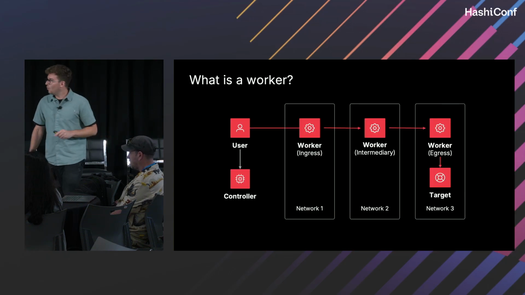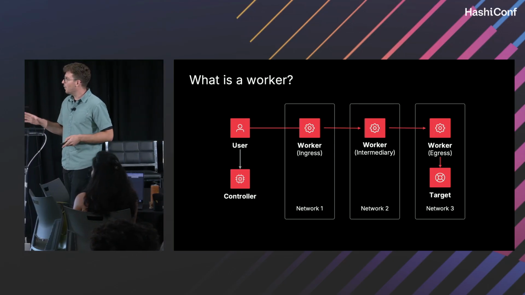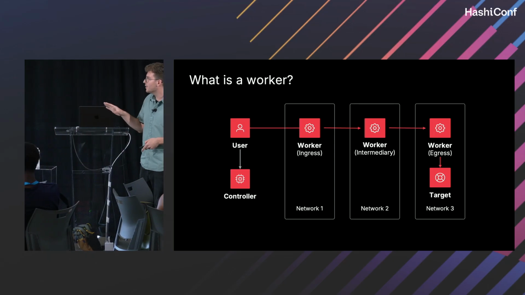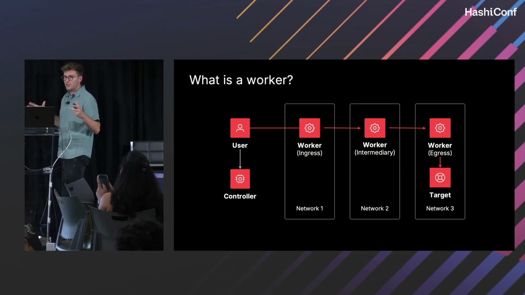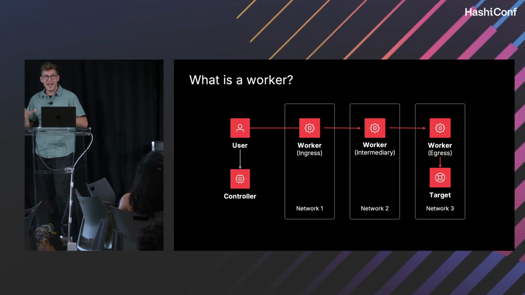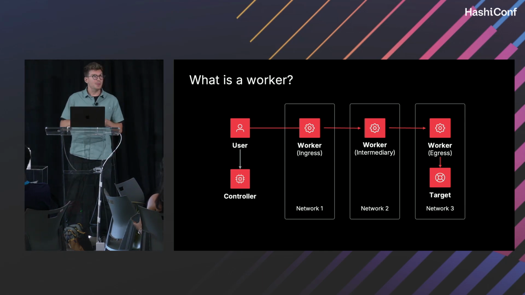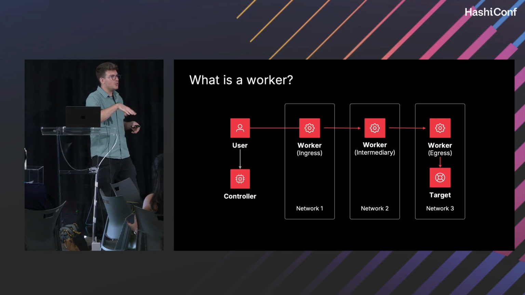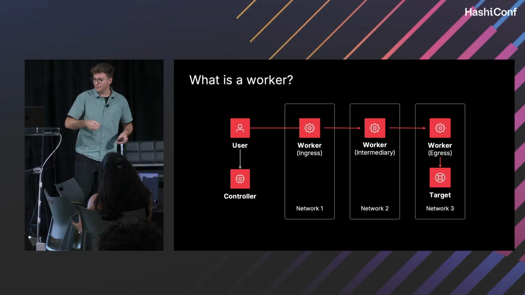So, understanding that broad sweep of what's available in Boundary Enterprise, I want to talk to you briefly about what a worker is. Within Boundary, the architecture consists of a control plane that has controllers, as we call them, a data plane that's made up of workers, and then the clients that are installed on end user devices that connect to the targets in the long run.